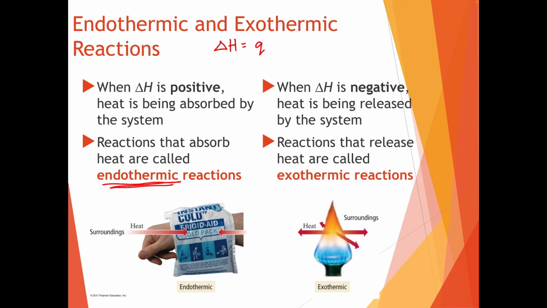And when delta H is negative, that means that Q is negative, which means that heat is being released by the system. These reactions that release heat are called exothermic reactions. So we can use our delta H value, just like we use our Q value, to tell us whether something is exothermic or endothermic. Typically, you will see delta H given for a reaction. It's usually called the heat of the reaction or the energy released in a reaction, but it will be as a delta H value. And again, if it's positive, it'll be an endothermic reaction. If it's negative, it'll be an exothermic reaction.